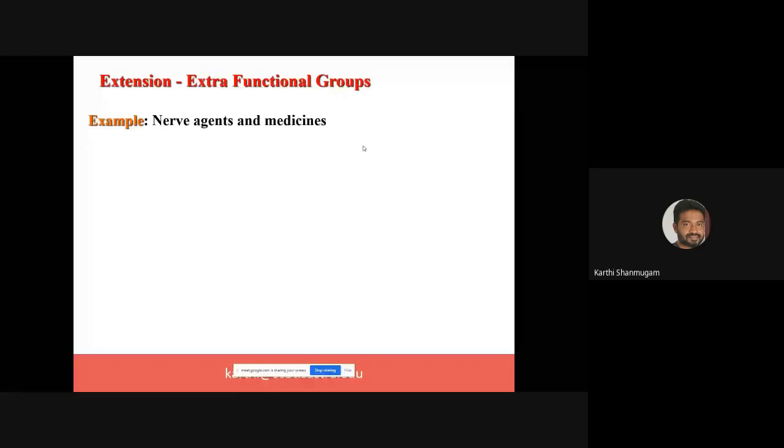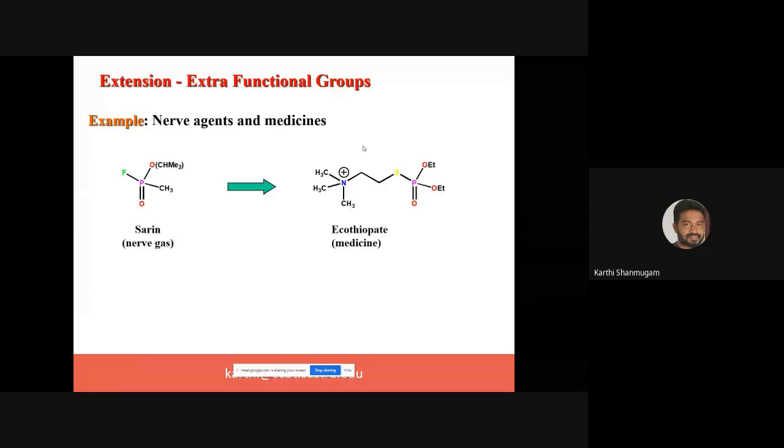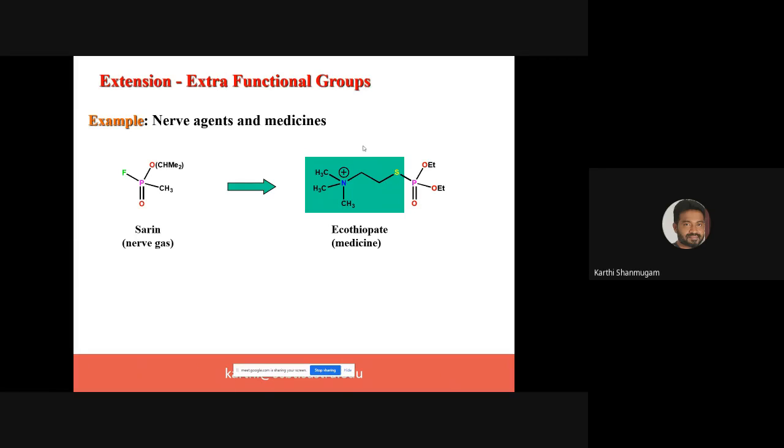This is another real-time example, in which they went for adding some extra functional group to optimize the molecule. Echothiopate is a potential molecule, right? What is the extra functional group they have added? We can say this region is completely extra. They have added it to the original drug-like molecule or lead molecule. So this is a kind of lead optimization in which they have used adding extra functional groups. Understandable?